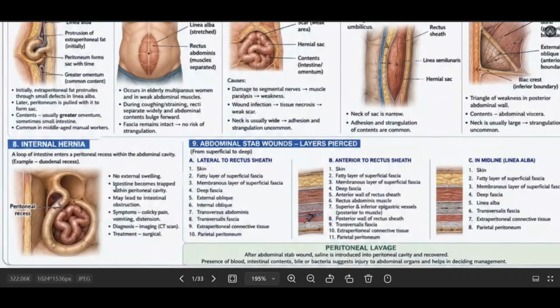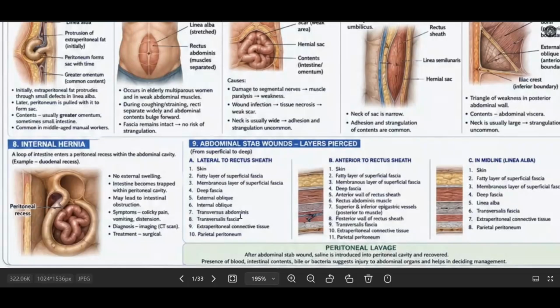The symptoms include colicky abdominal pain, which means there is going to be a lot of abdominal pain, and vomiting, with no external swelling. The intestine becomes trapped within the peritoneal cavity, and that can also lead to intestinal obstruction and distension. Because it is not an external hernia, the diagnosis often requires CT imaging, and the treatment is usually surgical.